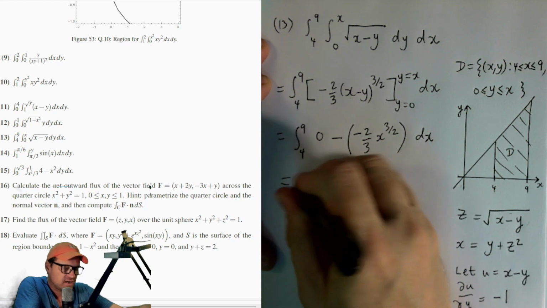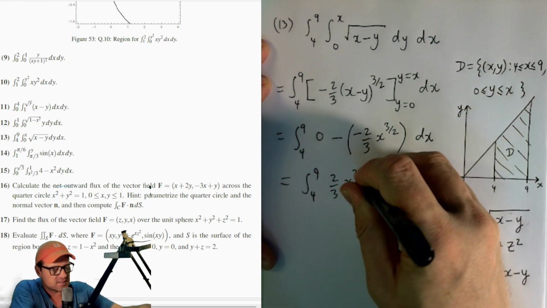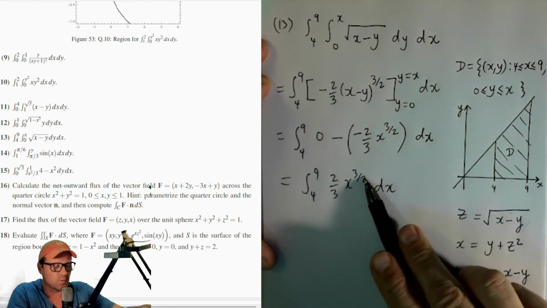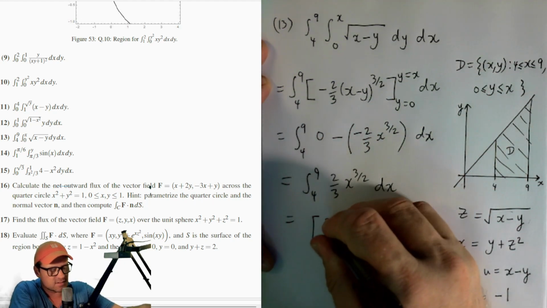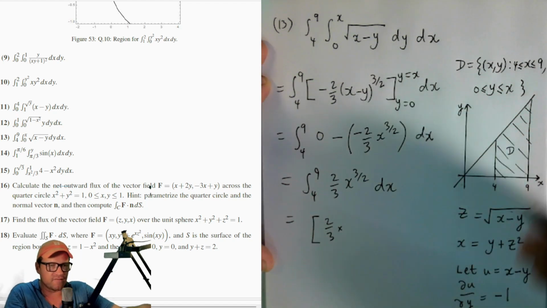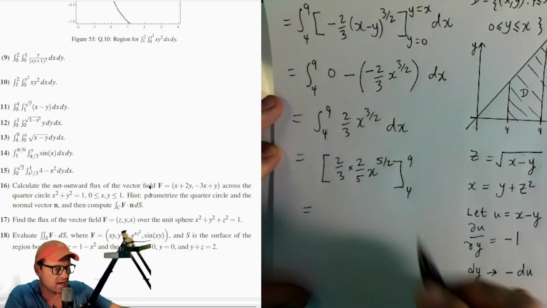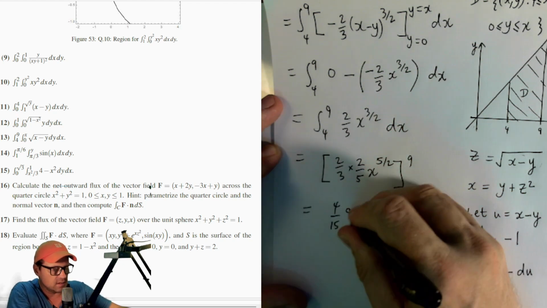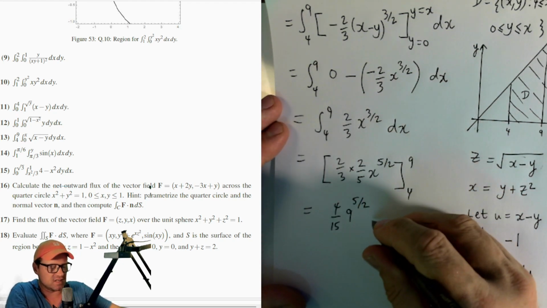Okay, so simplifying this is the integral from 4 to 9 of 2/3 x to the 3/2 dx. Adding 1 to this exponent gives 5/2. We've got to divide by the new exponent. So 2/3 dividing by 5/2 is to multiply by 2/5. Okay, and so we have 4/15, 9 to the power of 5/2 minus 4/15.